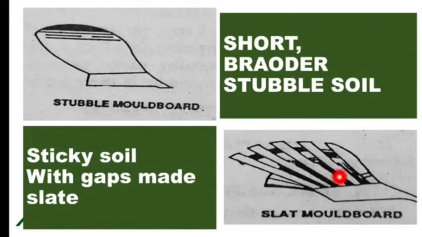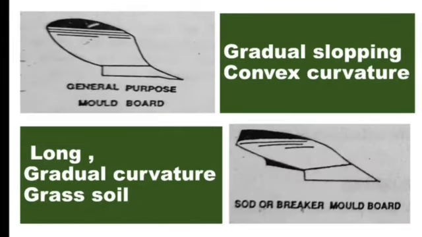Again, the slat type of mold board. The slat type of mold board has some gap in it, and the slats are arranged in such a way that it can easily perform in sticky soil. So the soil that is sticky in nature and very difficult to cultivate or plow with our regular mold boards is handled very well by the slat type mold board.